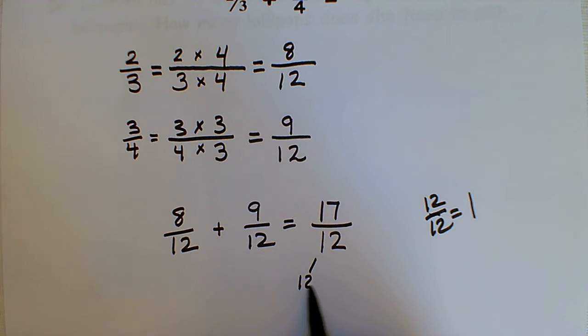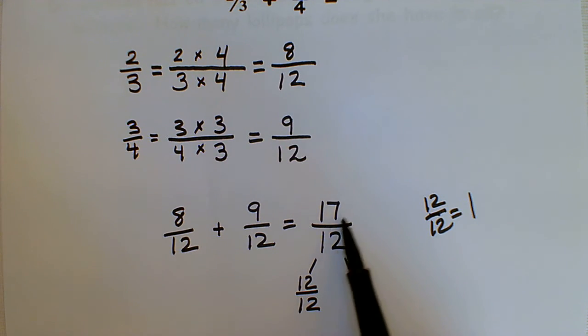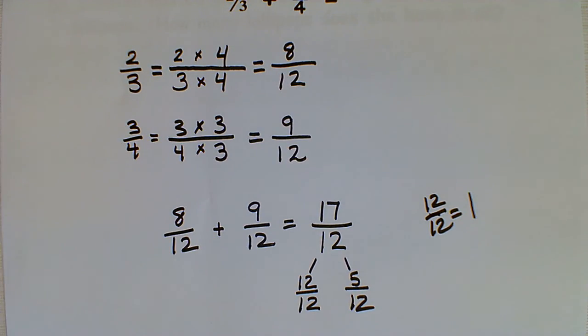So I can take out one group of 12/12. If I take out another one, that would be 24/12. That's going to be too big. It's way bigger than 17. So instead what we do is we say that we have 17 pieces that are this size. 12 of them are here. That means I can put 5 of them over here. And what size are those pieces? They're 12ths. 12 and 5 is 17, so we did this correctly.